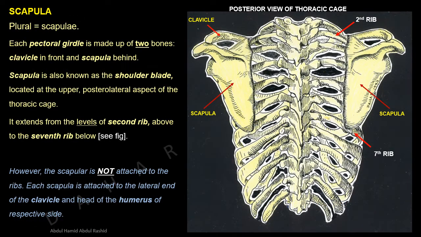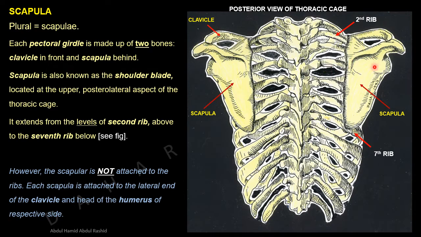Scapula. In plural, scapulae. Each pectoral girdle is made up of two bones, clavicle in front and scapula behind. Look at the diagram. This is a posterior view of the thoracic cage. This is the right pectoral girdle, left pectoral girdle. In front is clavicle, behind is scapula.